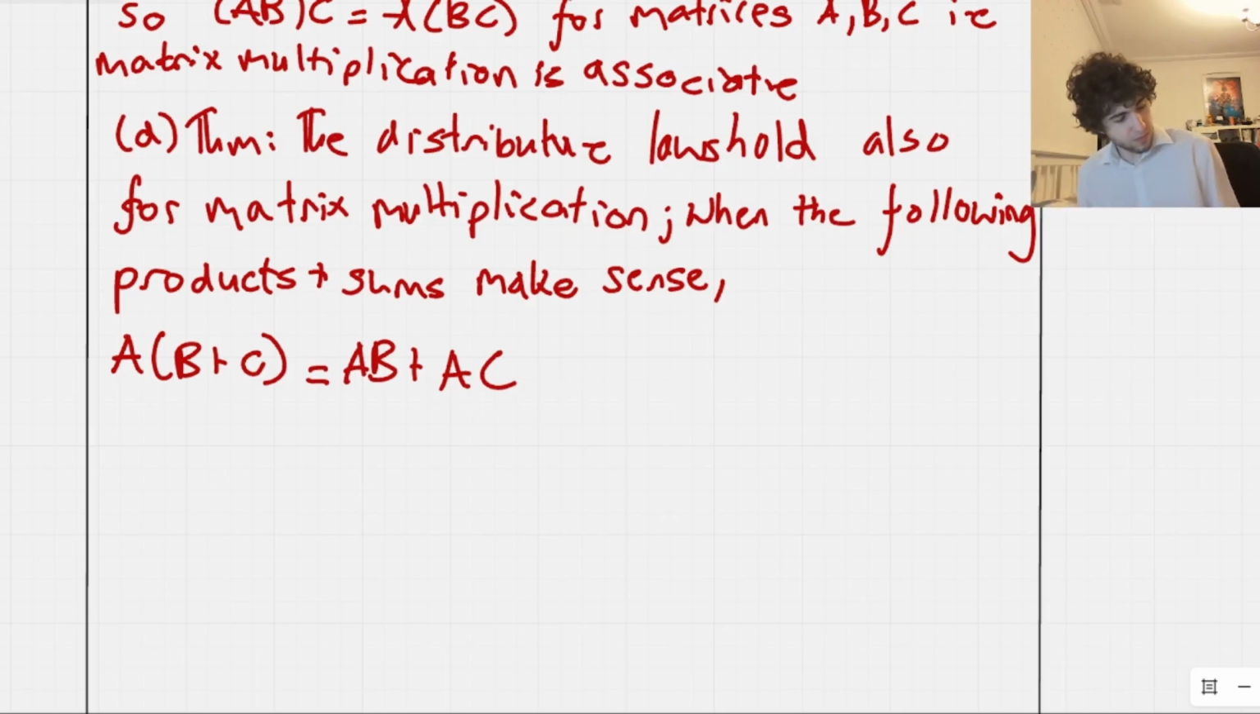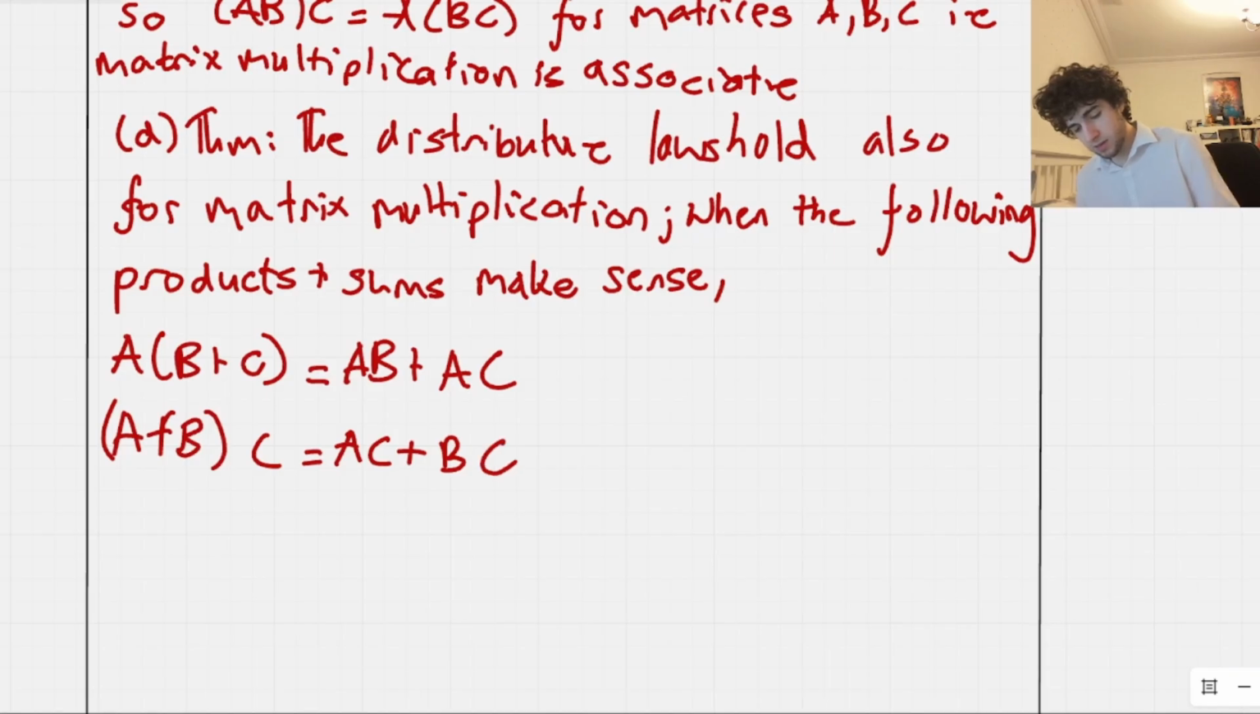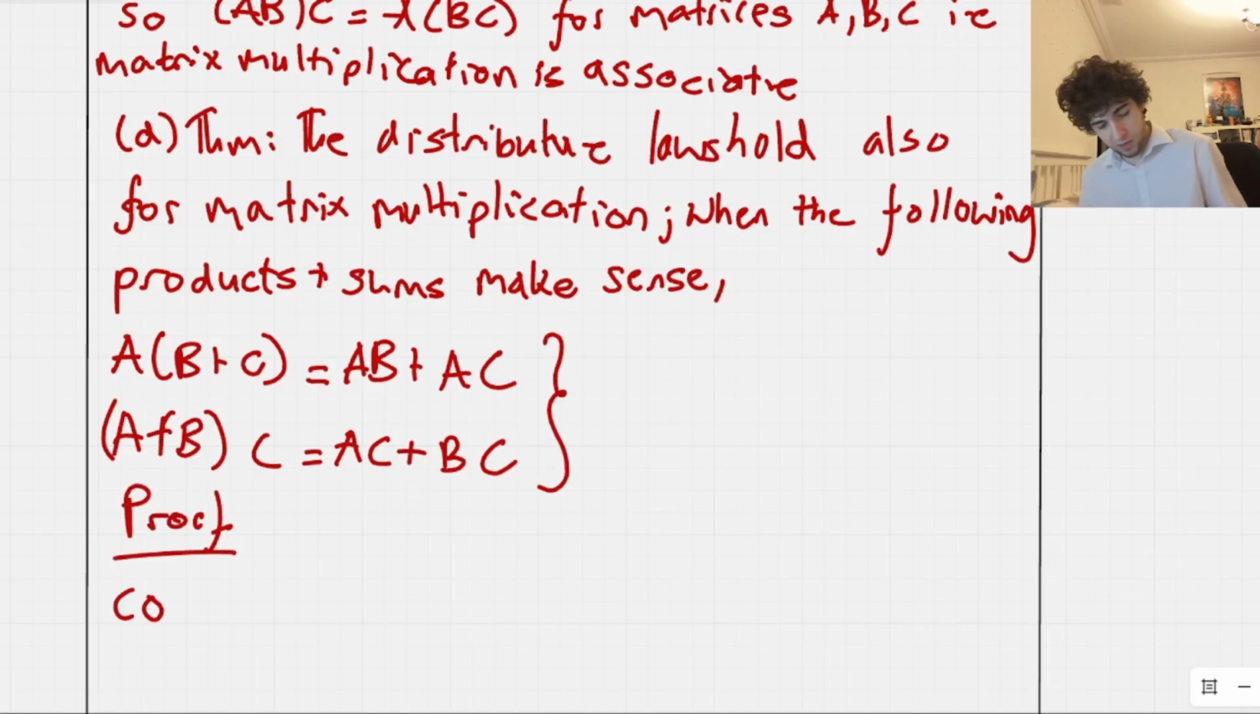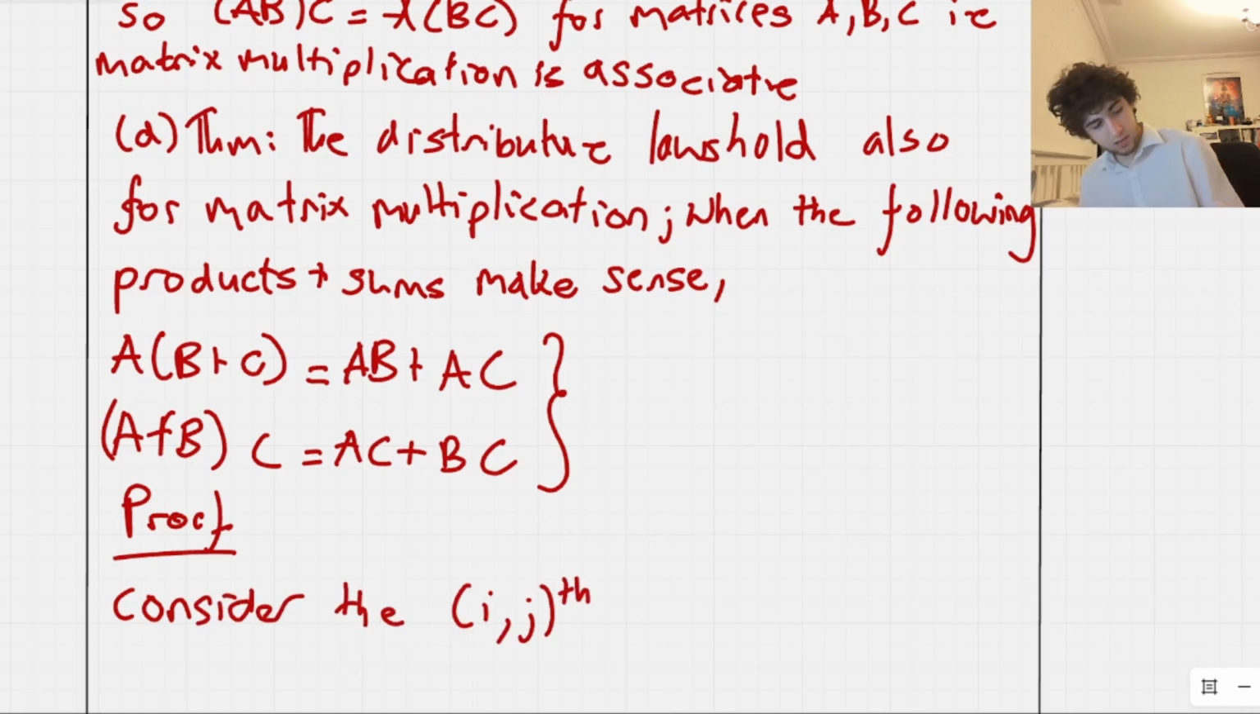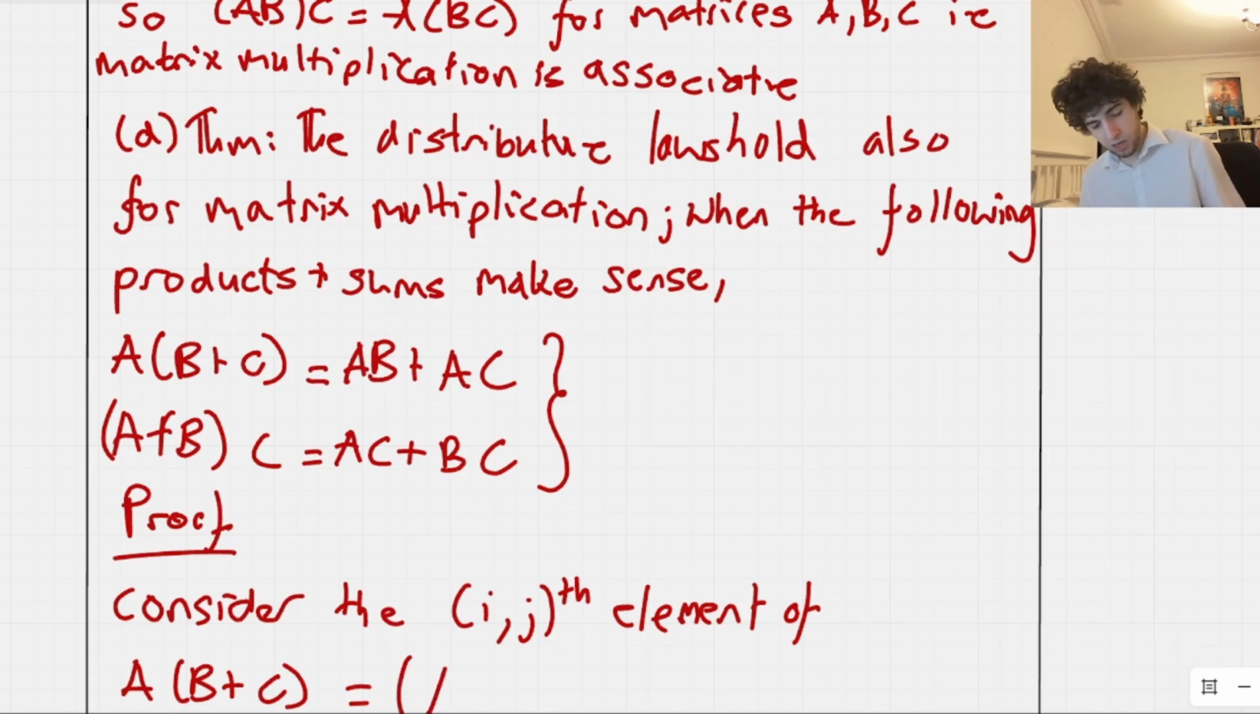Okay, and similarly, A plus B multiplied by C is AC plus BC. Okay, so we can prove these two things. So let's do it. Proof. As we have been doing so far, we're going to consider the ijth element of the matrix A multiplied by the matrix B plus the matrix C, which is just going to be this for the subscript ij, right?